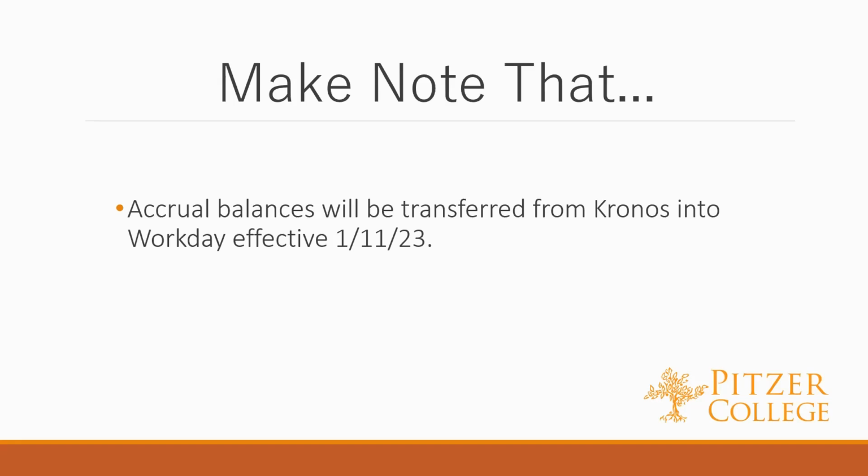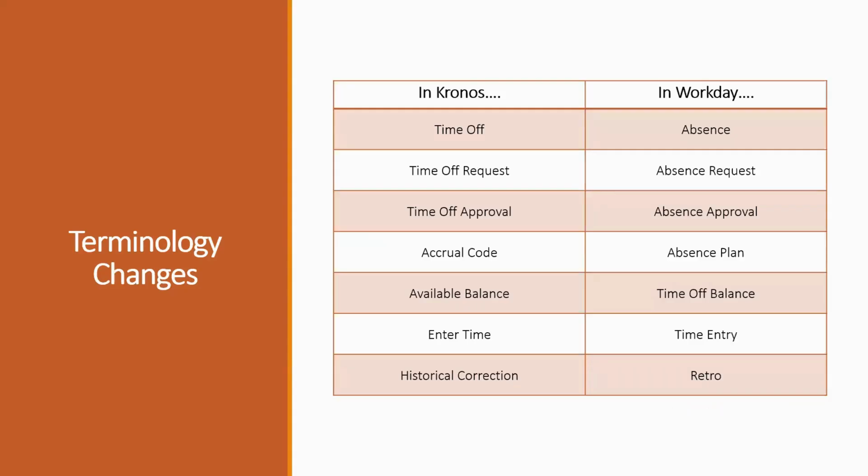Okay. Great. So, terminology changes. Wanted to point out just a couple of more impactful term changes that are coming. California sick time is referred to as time off in Chronos. Moving forward, in Workday it will be referred to as absence. So when you see absence, it means California sick time.